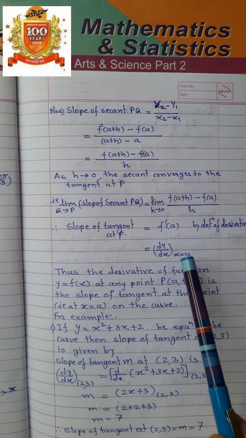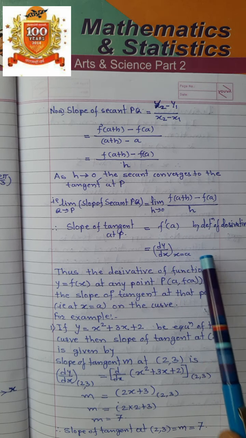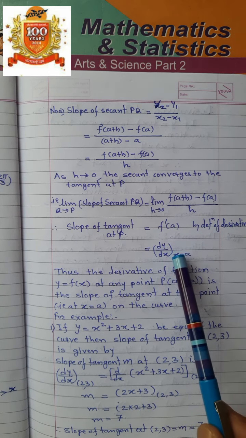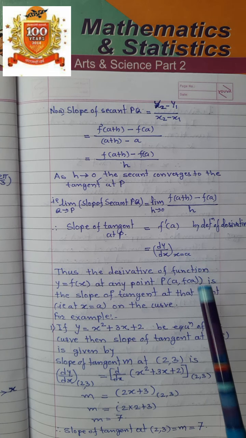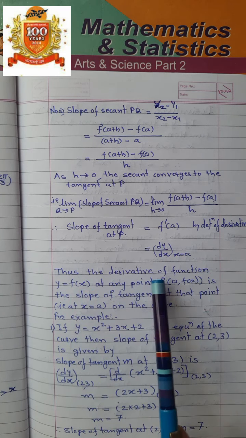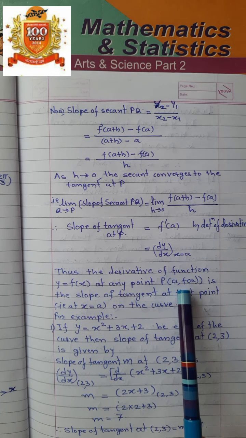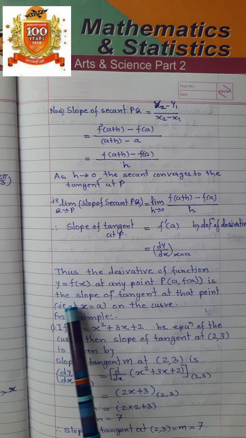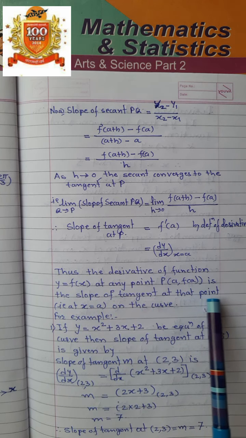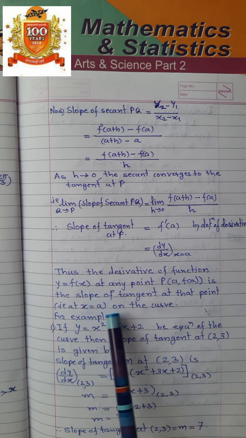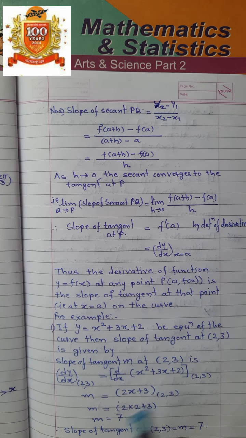F dash a is nothing but dy by dx at x is equal to a, derivative of the function at x is equal to a. Thus the derivative of the function y is equal to f of x at any point P, a f of a is the slope of tangent at that point, that is at x is equal to a on the curve. In this way, what we understand, derivative is nothing but the slope of tangent at that respective point.